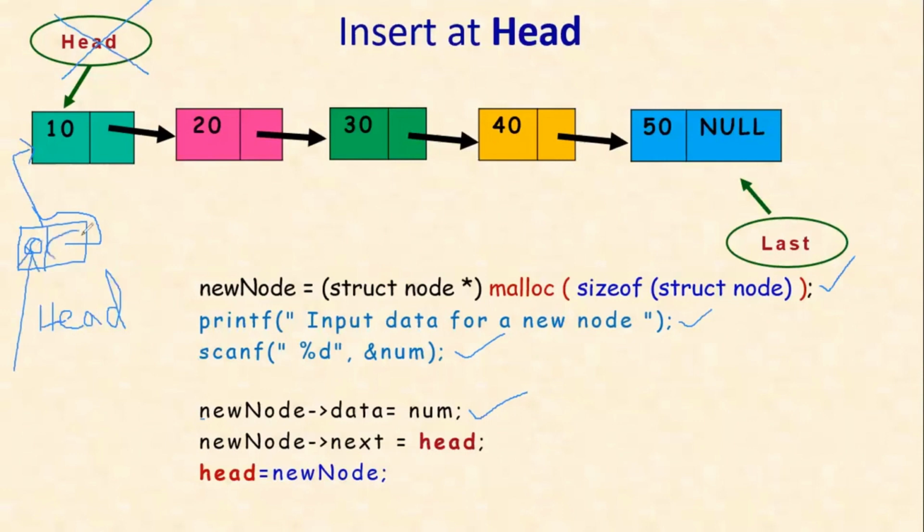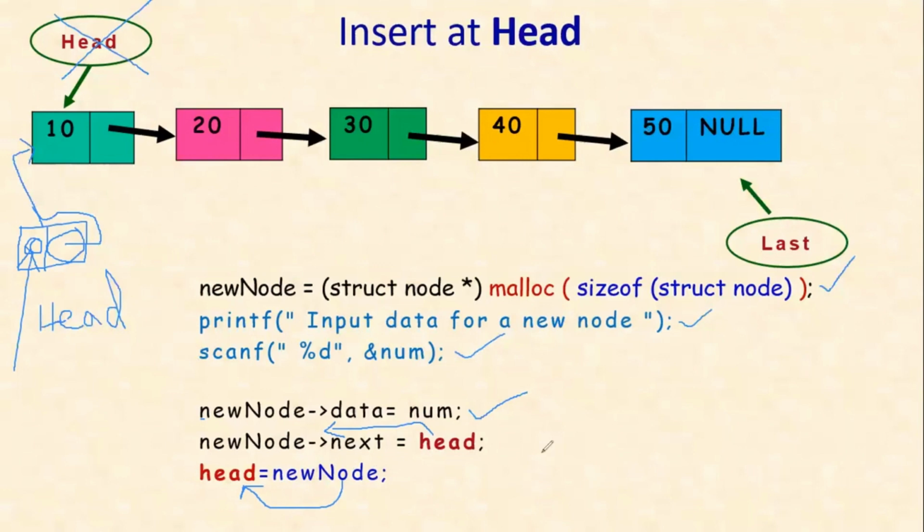This part should hold the address of this head, so I am assigning head to the new node's next, right? And what next? Now this new node is the head, so I am transmitting the address of the new node to the head. So further, head points to the recently created node. Okay, so this is how we insert a new node in head position.